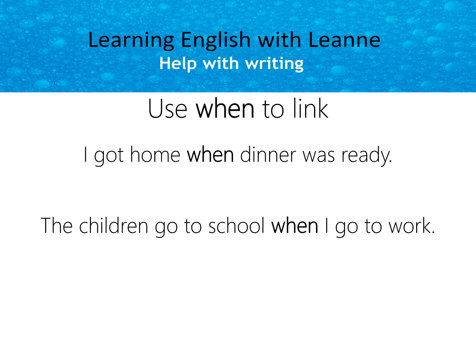Here we have 2 examples of using when to link 2 actions that happen at the same time. You can see the first one is past simple, got and was. The second one is present simple, go and go to work. So we can use it with the past simple or the present simple.